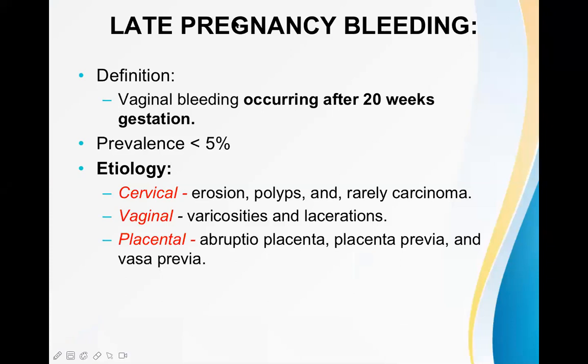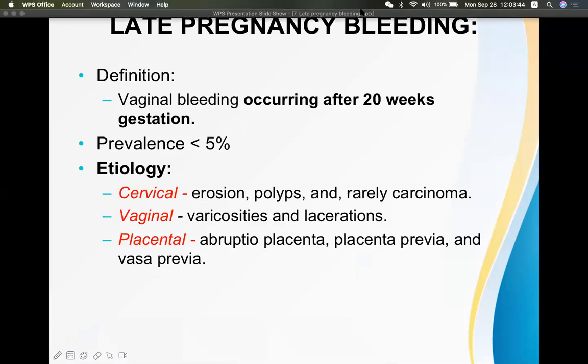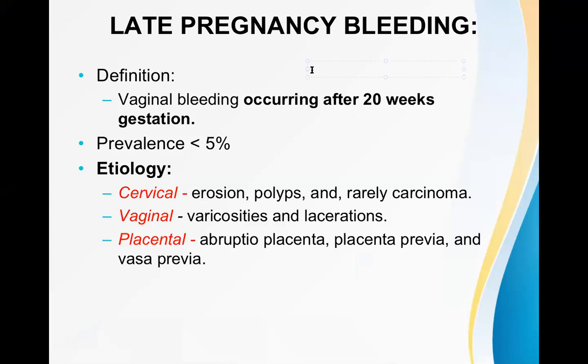Now let's start. The definition of late pregnancy bleeding, also known as antepartum hemorrhage: antepartum hemorrhage is vaginal bleeding occurring after 20 weeks of gestation. Let me write that synonymous term, also known as APH, or antepartum hemorrhage. Antepartum means before the birth, especially in the third trimester, this type of thing happens.